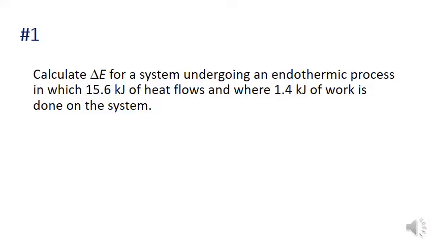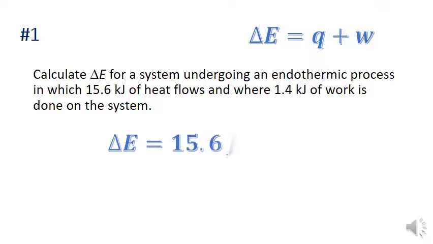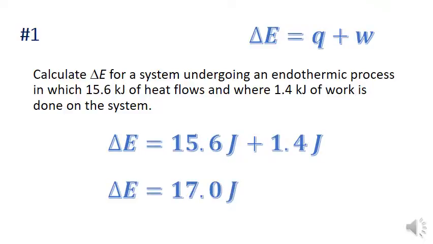The biggest part of these problems is trying to figure out the sign on Q and the sign on W. For instance, in this particular problem, we have an endothermic process. So the sign for an endothermic process is positive. Now, work is done on the system. If work is done on the system, that means the internal energy of the system goes up, and then W is positive. Adding those together with the correct number of sig figs, we get 17 joules.